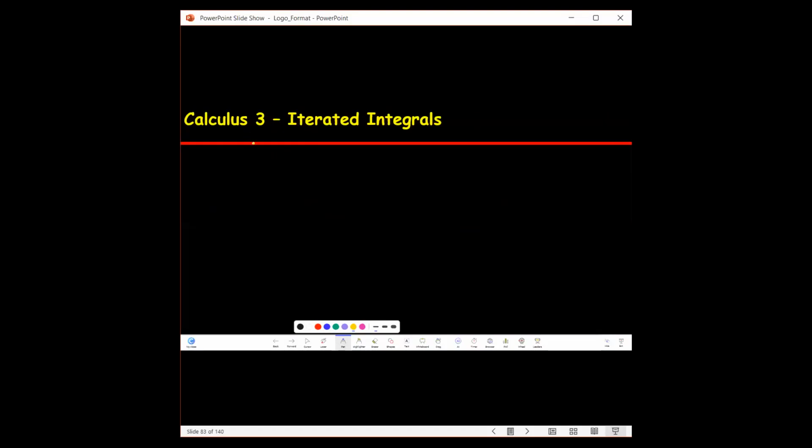Let's take a look at another problem. I have a function given. I need to solve this, by the way, with the dy operator first, and dx outside. So I want to apply the dy limit. The dy limit is 1 to 2, and the dx limit is 0 to 3.